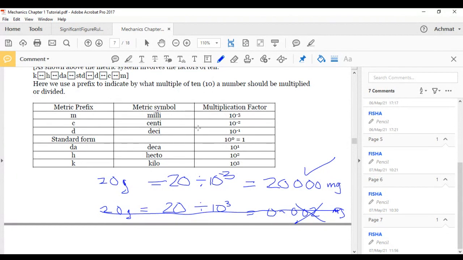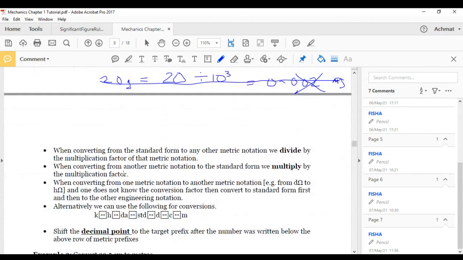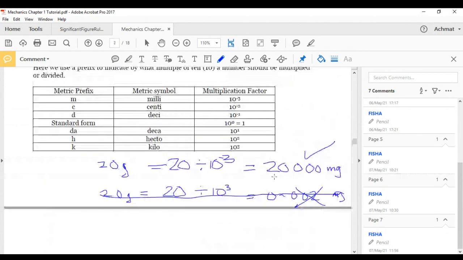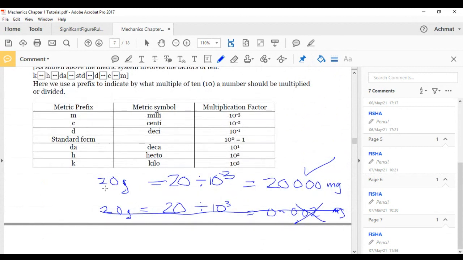Okay, make sure that you know, right? Milli is 10 to the minus 3, centi is 10 to the minus 2, hecto is 10 to the 2. So if you want to convert from standard form to any of the others, say to kilo, then you divide by that multiplication factor. Remember, a kilo is 10 to the 3 of the standard form. If you want to convert from another metric notation to the standard form, so in other words, if you have 20 grams, no, that is standard form.